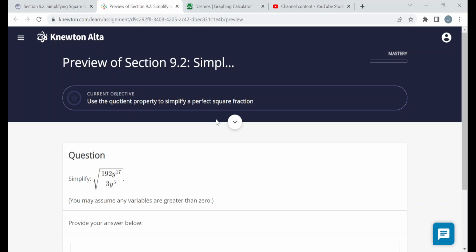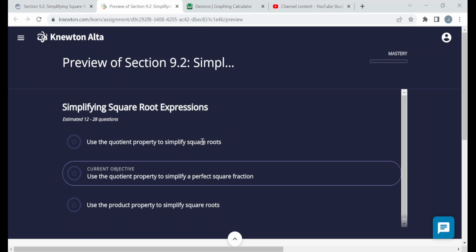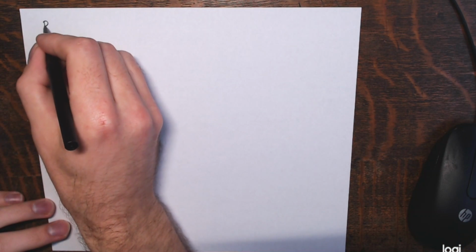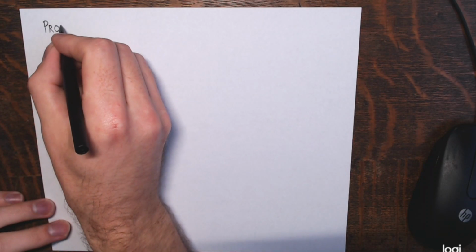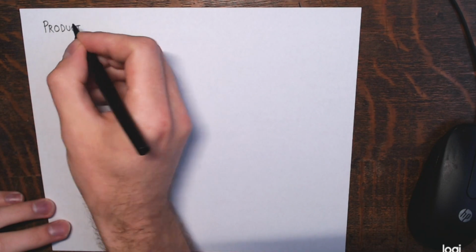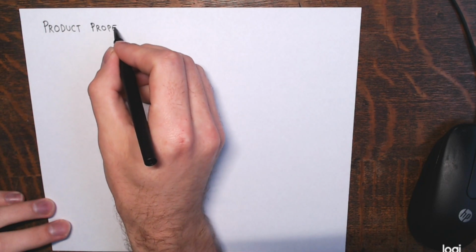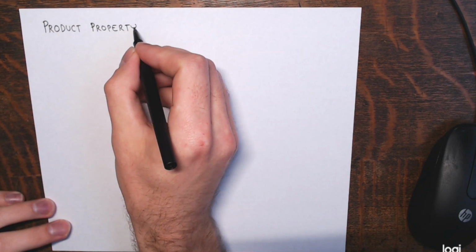Alright, so before I get into any of the objectives here and questions, I want to talk about the properties mentioned in these objectives. There's the product property and quotient property for square roots. Let me get into those real quick. So first, the product property for square roots.